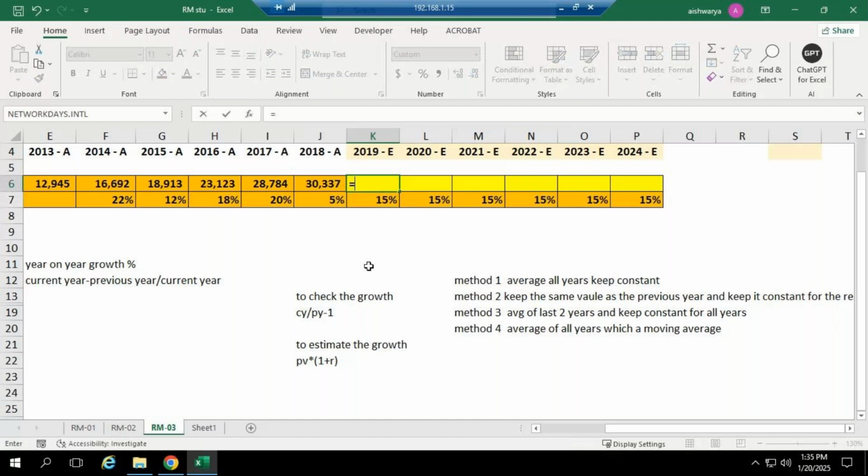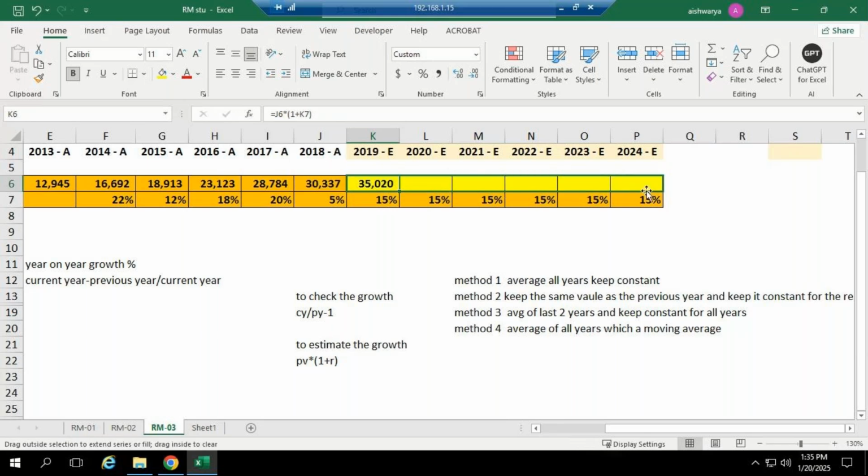Or else, as I told you in the previous class, this value 30,337 into, open the bracket, 1 plus rate of interest, 1 plus r. So again press enter. See, this is also the same. So now you just select and drag it over here. So this is the first method of calculating the revenue.